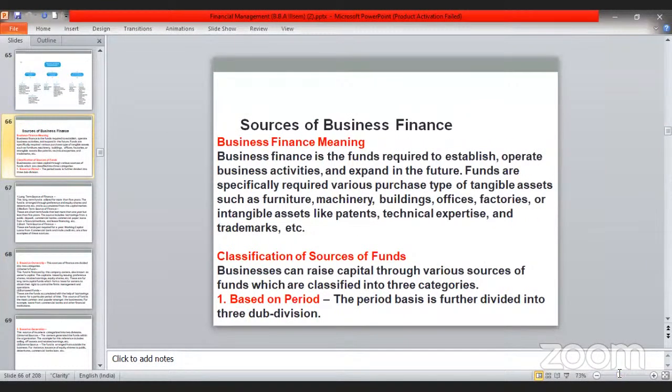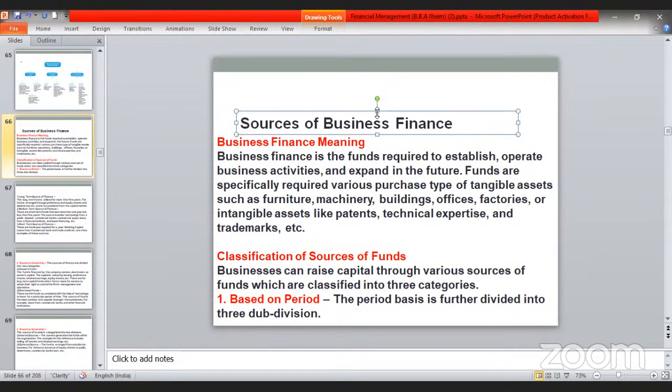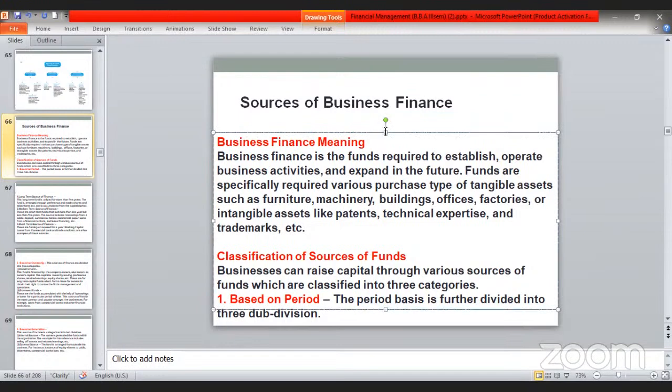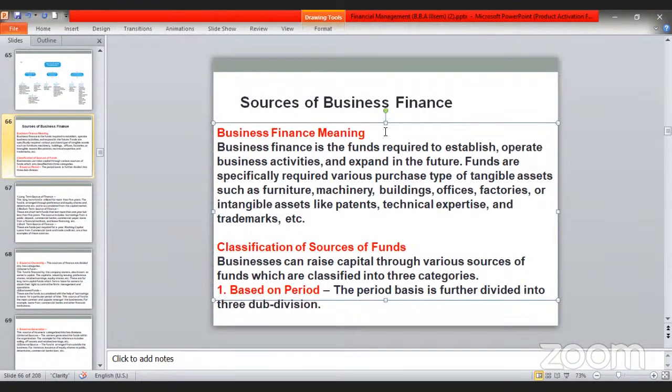So here, sources of finance. It is one of the most important ways to raise funds and make the business useful. Finance is very much required to establish and operate business activities. Whatever business you are doing, if you want to expand it in the future, you will need funds.